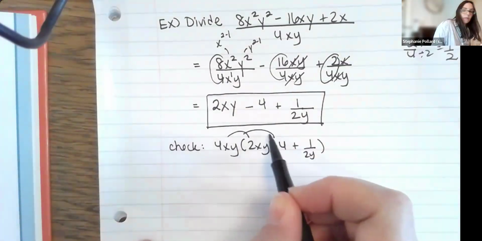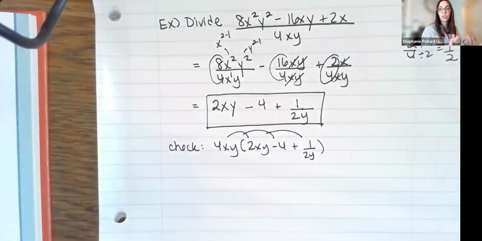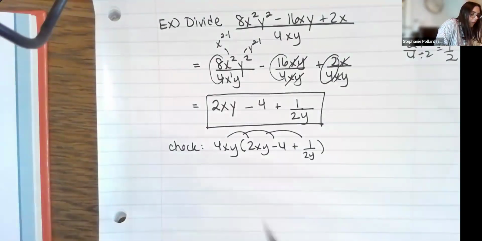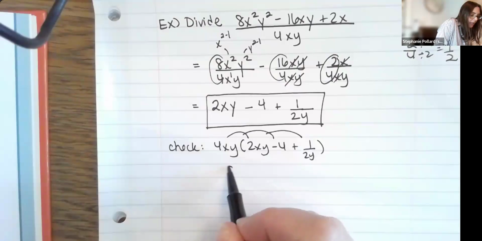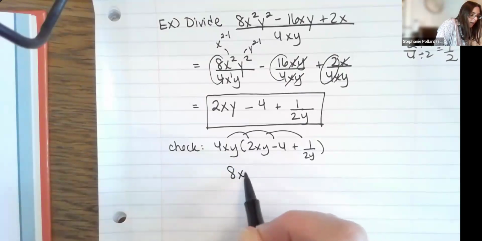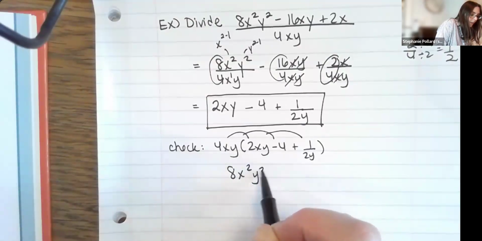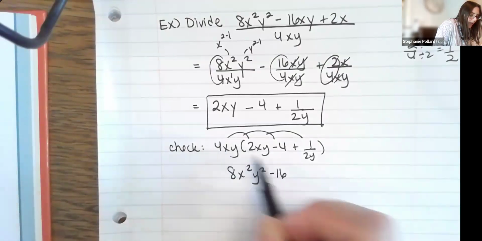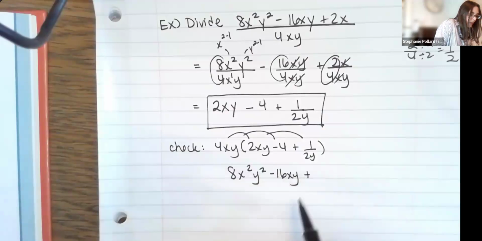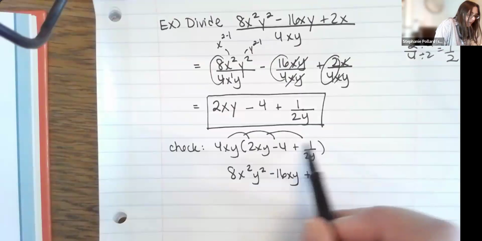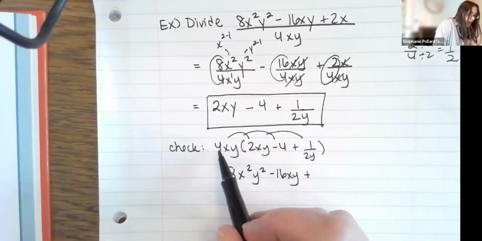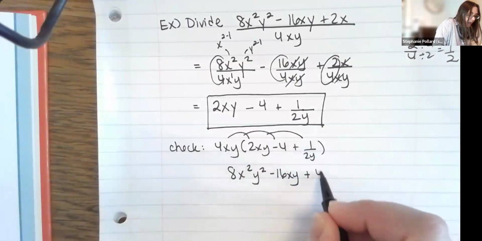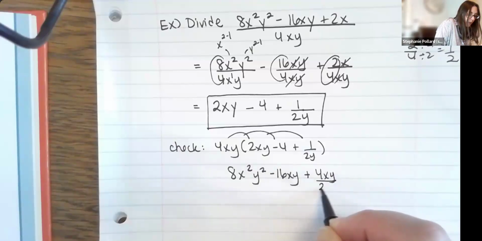Remember, multiplication and division are opposites, so you can use the strategies to check your work there. If you multiply it through, 4 times 2 is 8. X and x is x squared. Y and y is y squared. Here, 4 times -4 is -16 with an x and a y. And then in my last case here, I'm going to write this one out. So 4xy times 1 on the top is just 4xy, and I still have a 2y in the bottom.